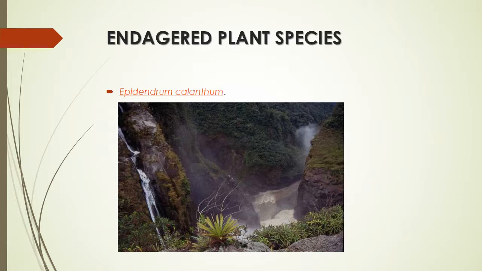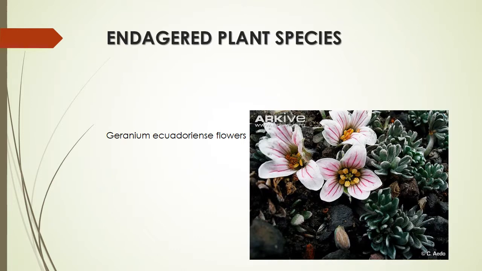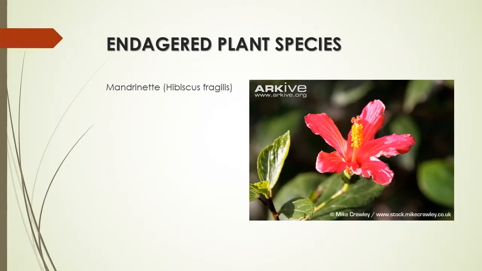As you look at the middle and the bottom, you will see a calanthe. The famous geranium flowers are now on the endangered list. The bromeliad or hibiscus is now on the endangered list.